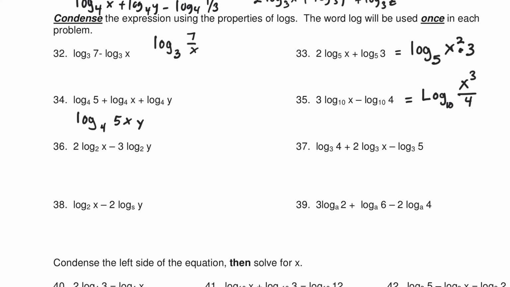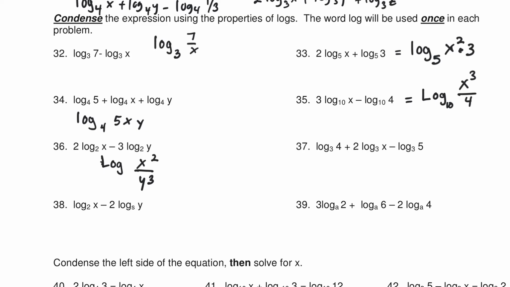36, we have 2 log base 2 x minus 3 log base 2 of y. So it is a quotient again. So you have log, and you have x to the second power divided by y to the third power.